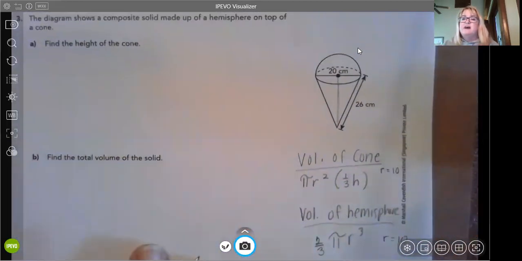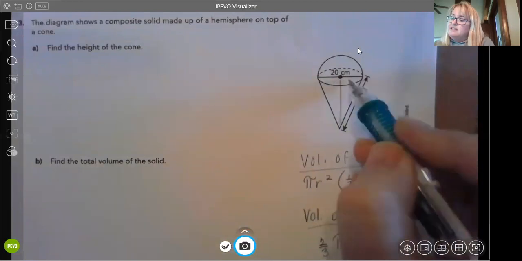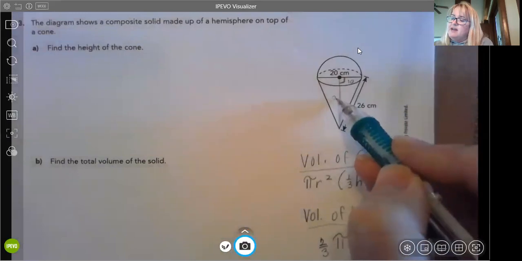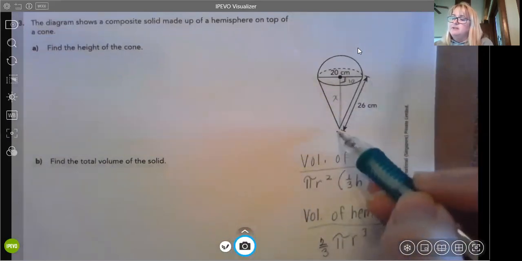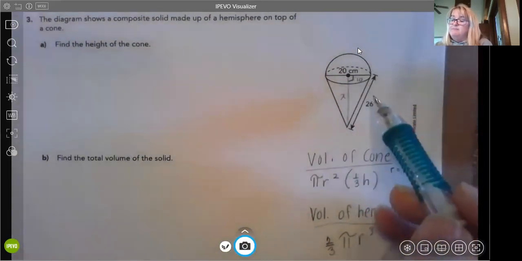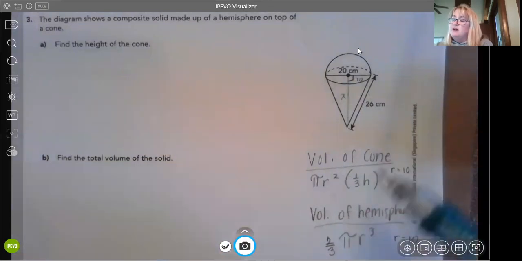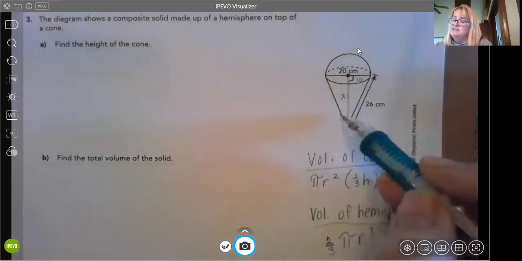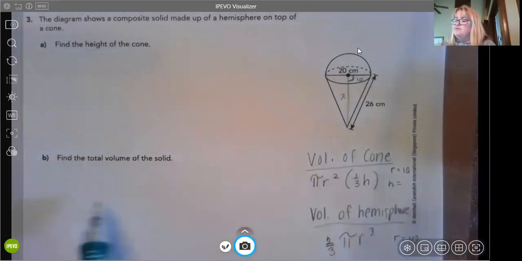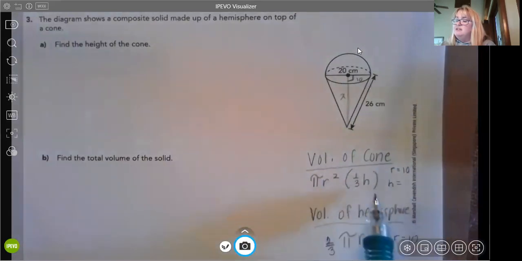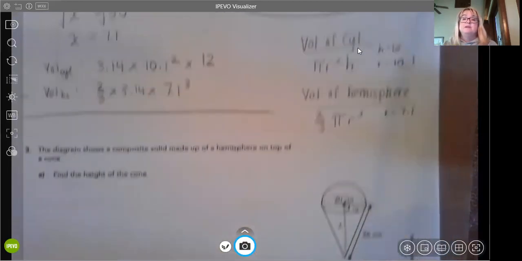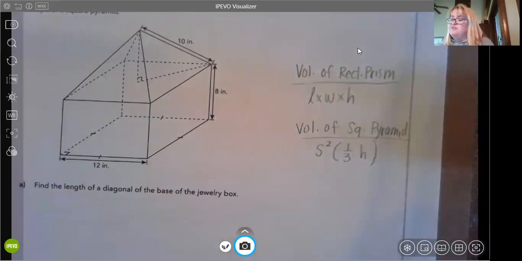All right, so A says find the height of the cone. Well, I know this is 10. I know I'm making a right triangle here. This is my x. I don't know what that is, but I do know that this is 26. So for the height of the cone, you're going to put this in the Pythagorean theorem. For the total volume of the solid, once you have the height of the cone, you can put those numbers in the formulas, and then add them together, and you'll get the volume of the solid. All right, number 4.